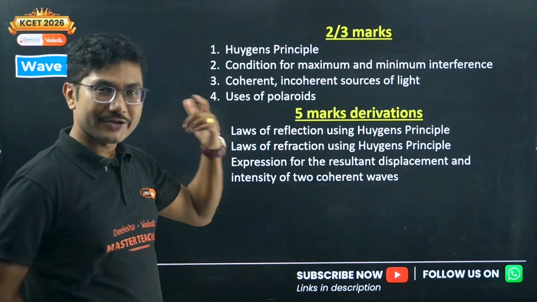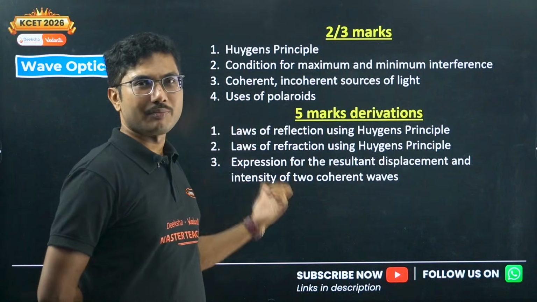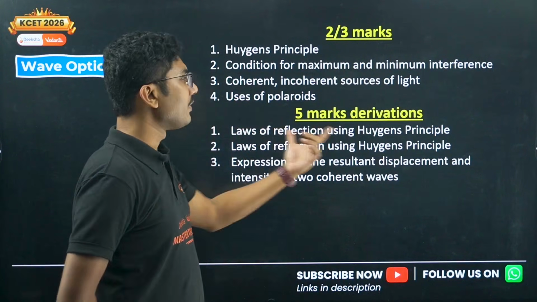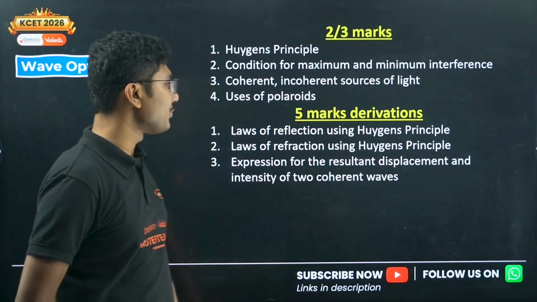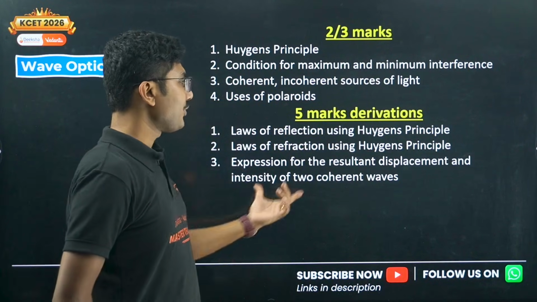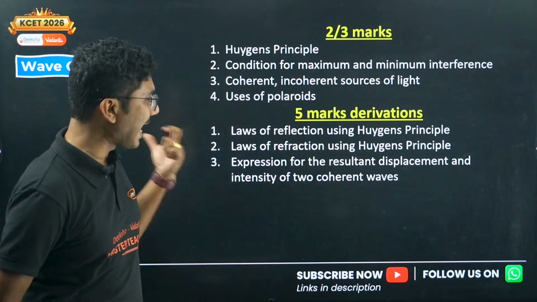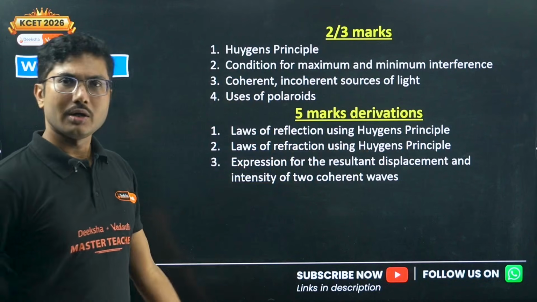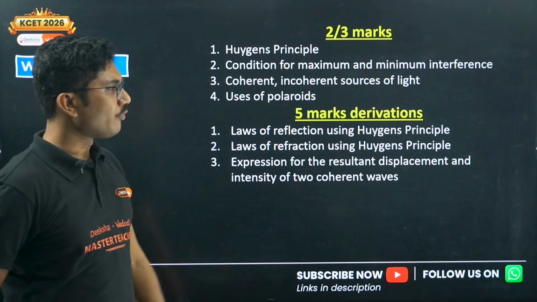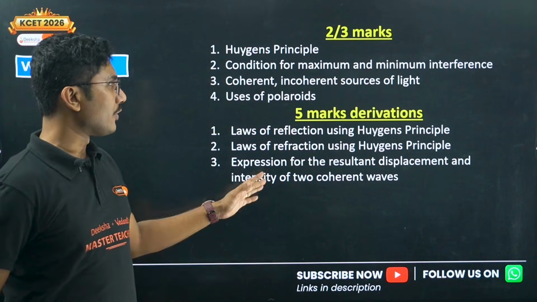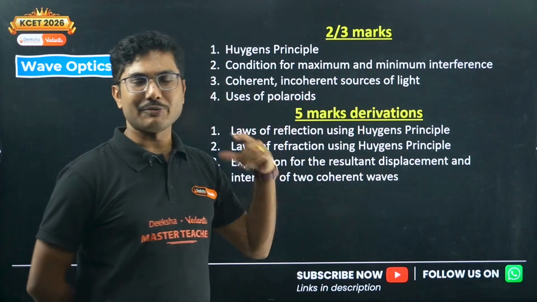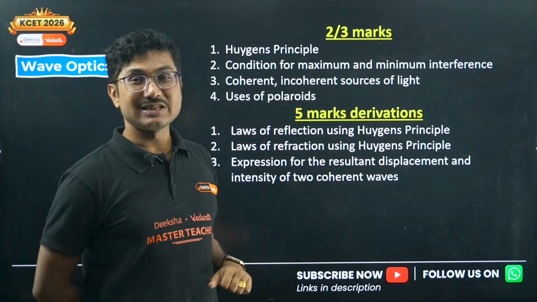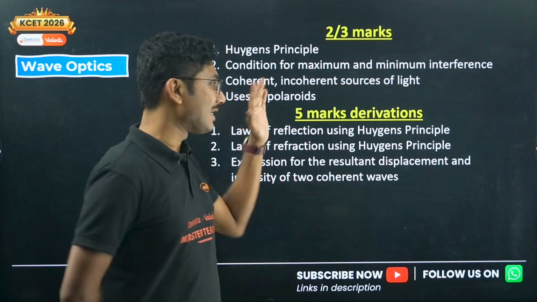Now one derivation I am expecting will come from this chapter. So laws of reflection using Huygens principle, laws of refraction using Huygens principle, or expression for the resultant displacement and intensity of two coherent waves. This might also come for your FA2 exam. Generally either of these two come, and whenever they come they also ask to state Huygens principle and derive.